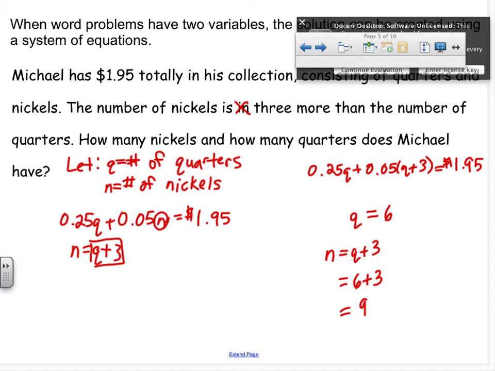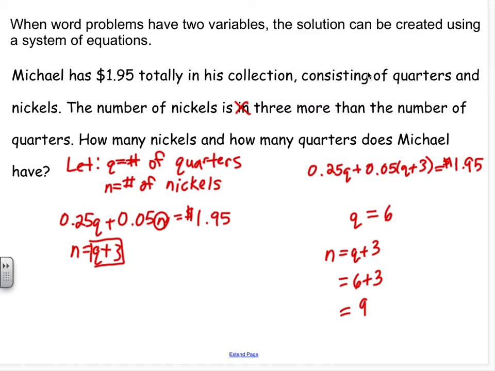And to formalize these problems, especially my solutions, what I can do is go back into my let statement that I created before, and I'm going to write my answers there. So Q is the number of quarters, I got was 6, and N is the number of nickels, which I got was 9.